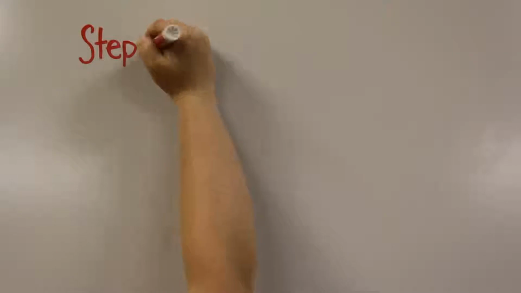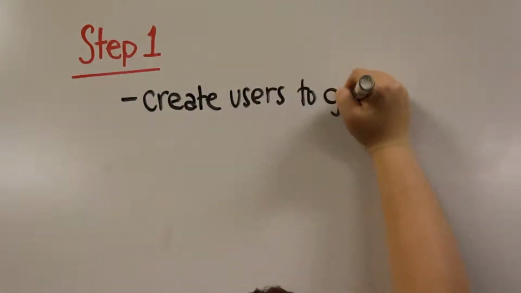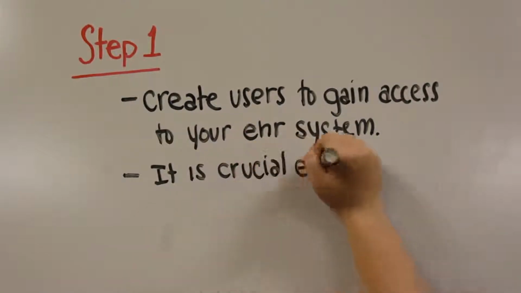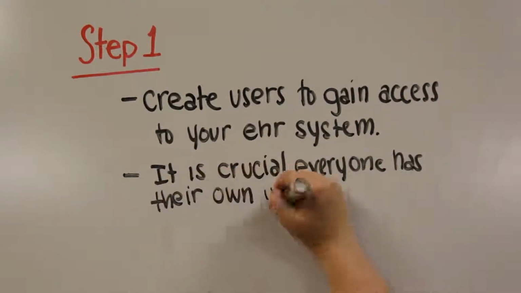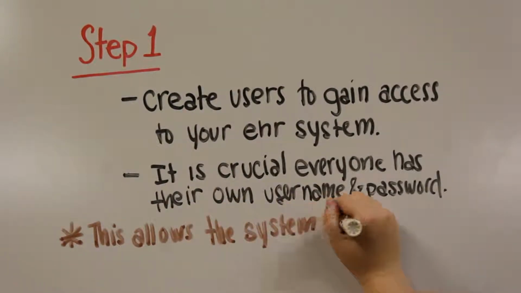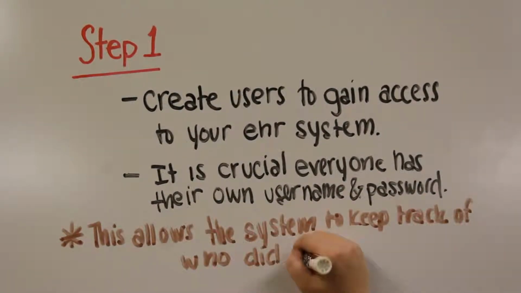The first thing that should be done is to create users to gain access to your ehrTHOMAS system. It is crucial that every person who will be using this has their own username and password. This allows the system to keep track of who has done what in your system.